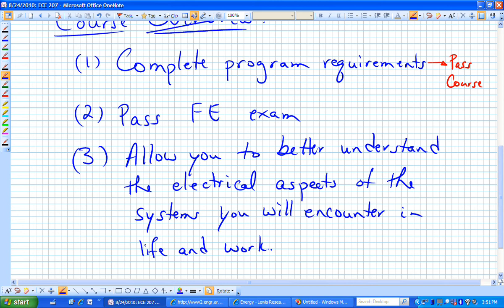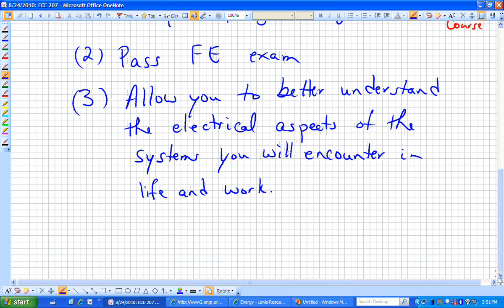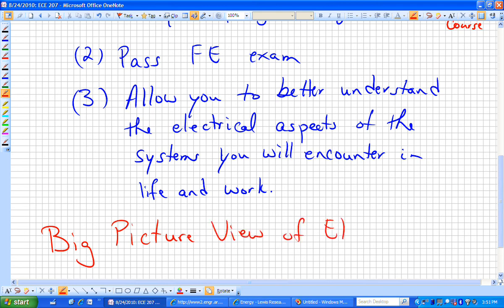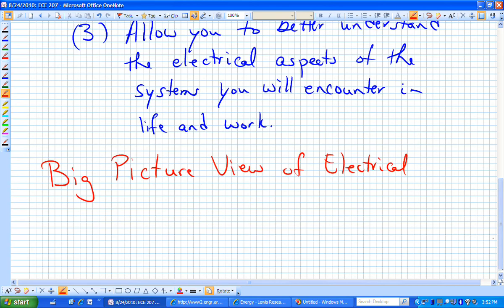With that in mind, let's now look at the big picture. As long as you can keep up with my writing, you're okay. I don't have a deck of 40 PowerPoint slides, and I'm not going to advance through those in a hurry. Hopefully there's some learning going on as you copy down as we work together. So what's the big picture view of electrical terms?